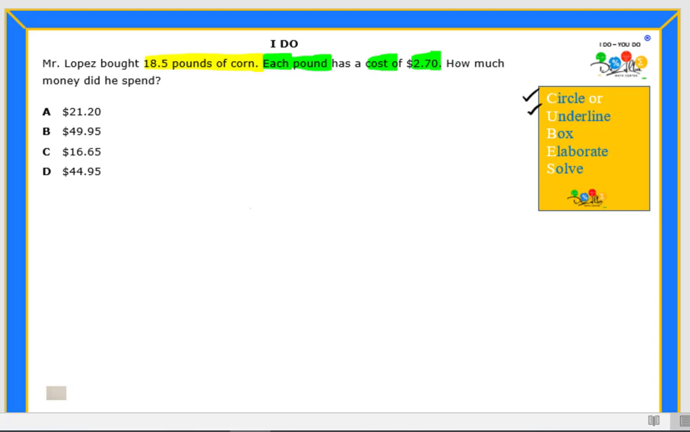So my question is, how much money did he spend? I really want to know basically how much he is going to spend on his corn. So now we have to elaborate. We have to think what could be a good strategy. I am going to make a table.